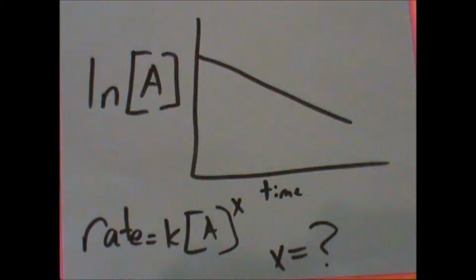So again, we see natural log of concentration versus time. That's indicative that we have a first order reaction, so x here would be 1. That would be our exponent attached to A.